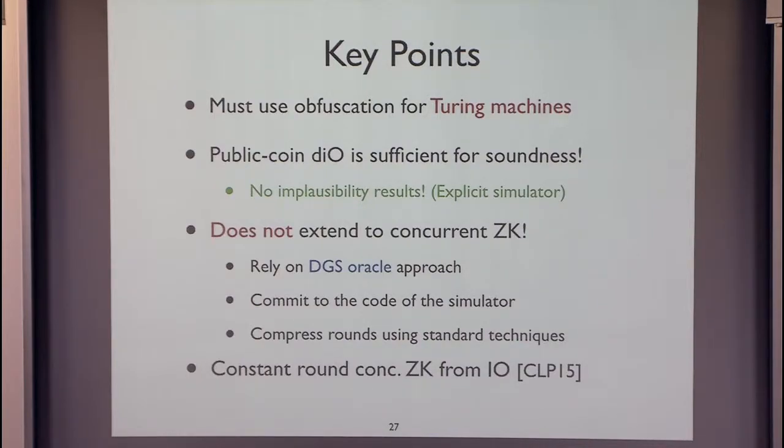Does it not extend to concurrent zero knowledge? The simple protocol that I told you, and the simulator, because instead of using V* code, you could have just, but that does not extend because the running time keeps increasing, so it will become exponential very quickly. So you have to rely on a DGS oracle, so that once you have extracted a trapdoor, you never extract it again.